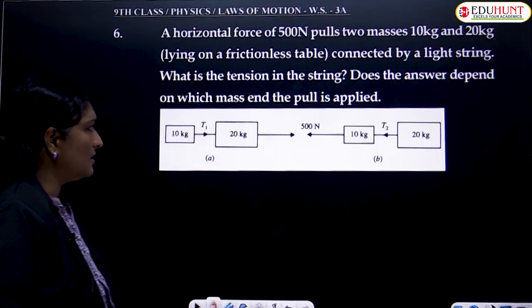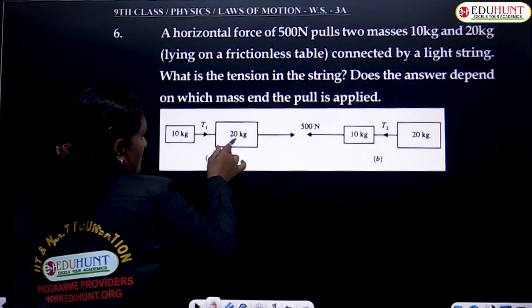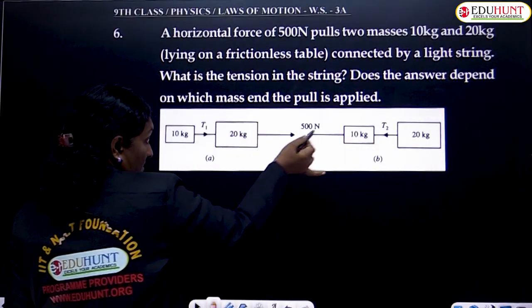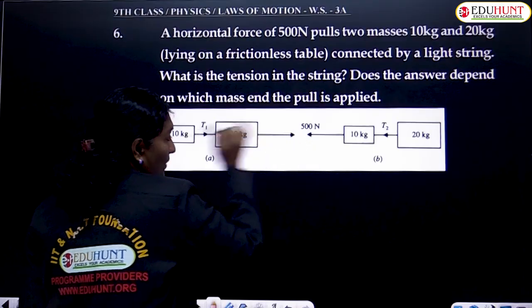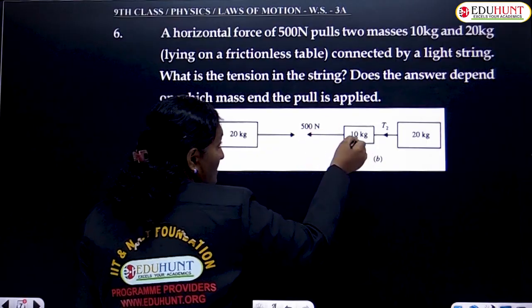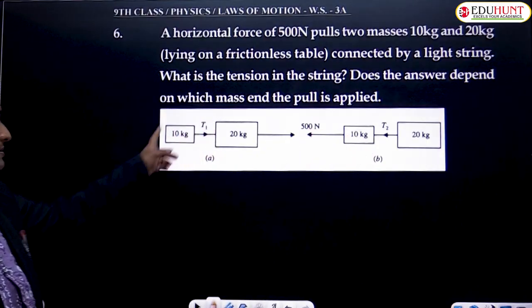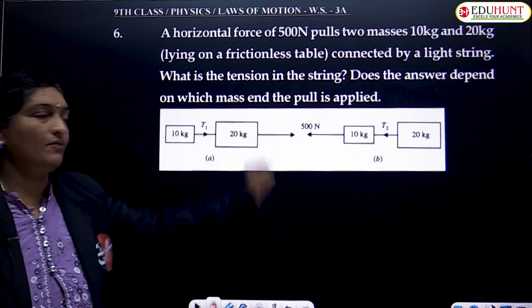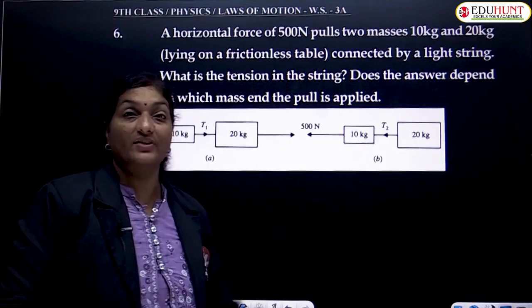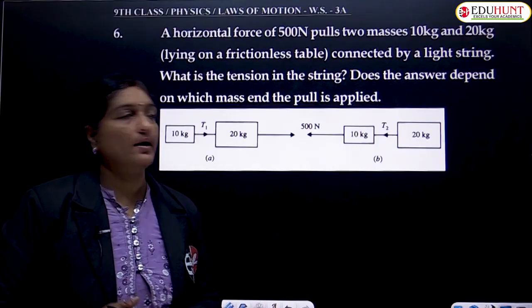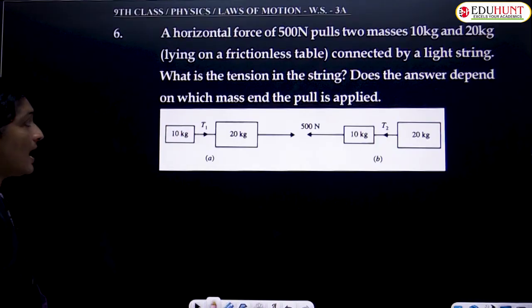So, that means one thing you need to observe, children. Here, 10 kg and 20 kg are attached by a string. Here also, 10 kg and 20 kg are attached by a string. But in this case, the force of 500 Newton is applied on 20 kg, whereas in the second case, the 500 Newton force is applied on 10 kg. In the first picture, the force is applied at the end of 20 kg. In the second picture, the force is applied at the end of 10 kg. You are asked to find out whether the two tensions are the same or different. Does it matter or not? Does the answer depend on which end the pull is applied?